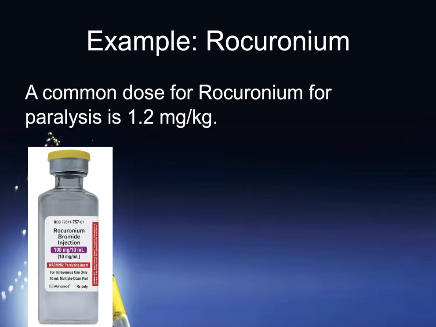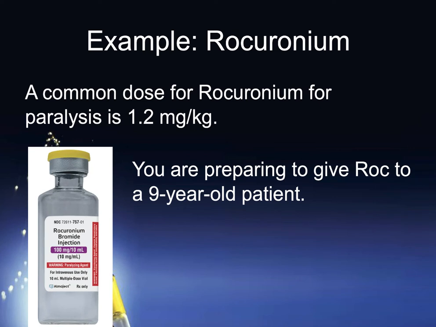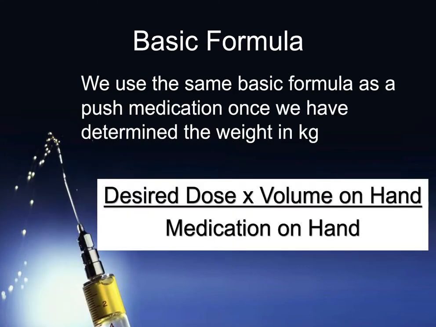For example, rocuronium. A common dose for rocuronium for paralysis is 1.2 milligrams per kilogram. You're preparing to give rock to a 9-year-old patient. A typical 9-year-old would weigh about 66 pounds.